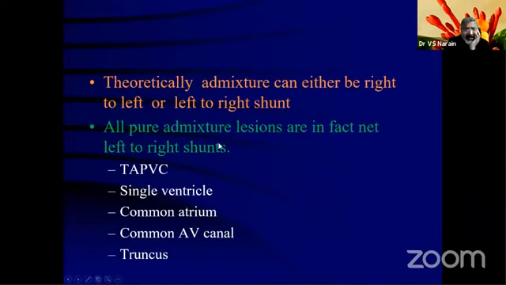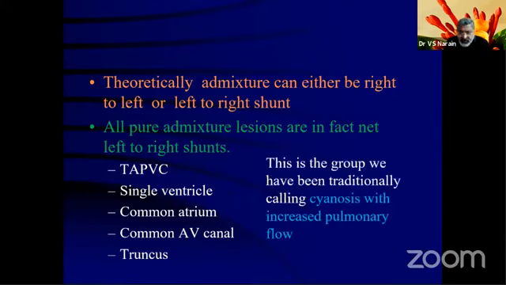Now, theoretically, admixture lesions can either be right to left or left to right, because mixing is occurring and can go either way. But the net shunt is left to right. The net shunt is left to right, although the mixing is right to left, left to right, and right to left. And these are the situations which we have already discussed.